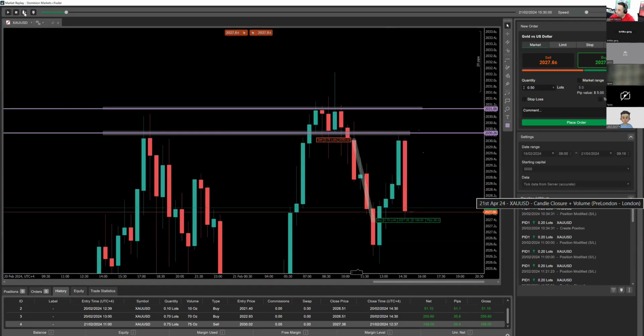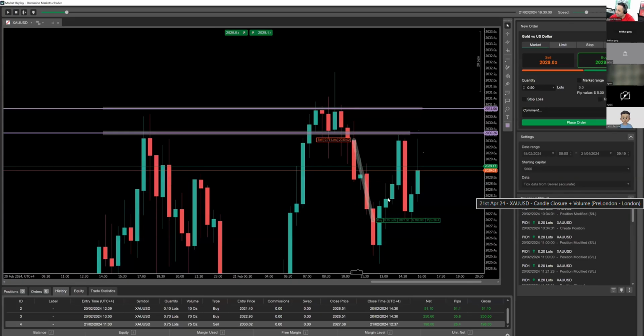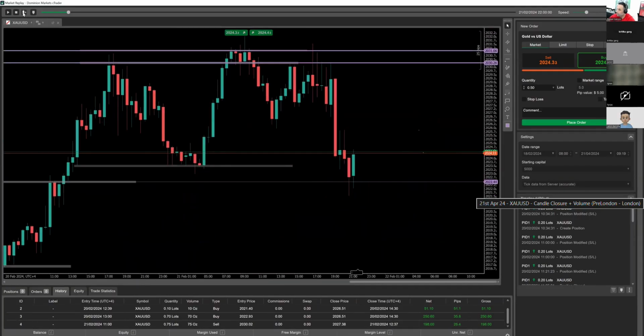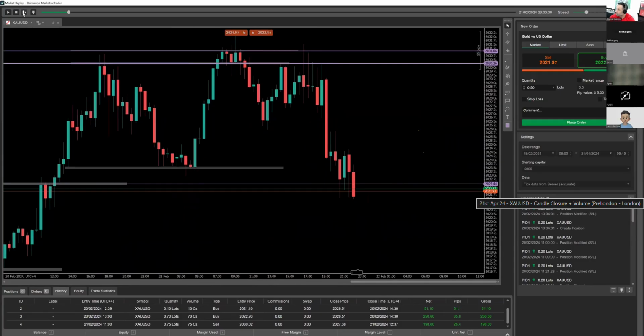Oh, coming back up. Clean range. Sort of like the same move we had in the first trade that we took. Interesting. All right, let's move on to the next one here. Wow, look at that. This candle's cool.